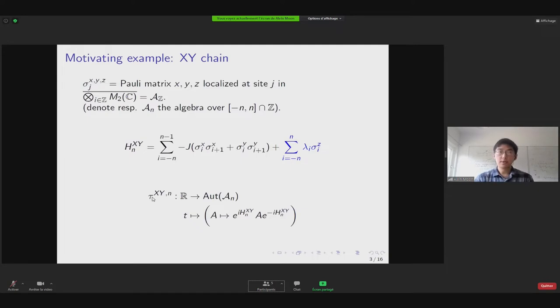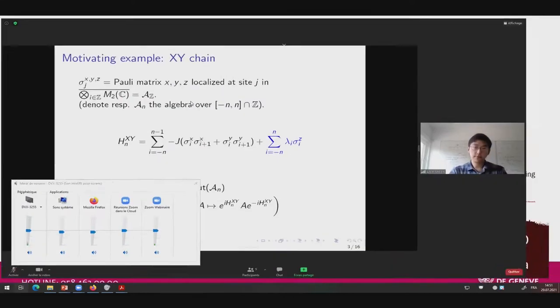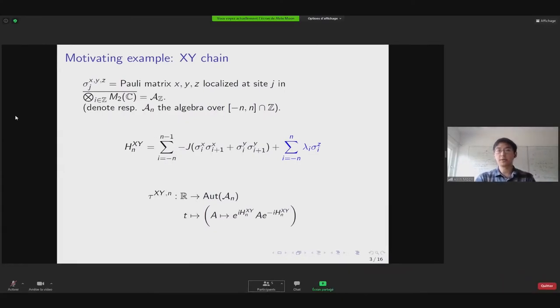So here is the XY Hamiltonian. And what we're interested in is quasi-local properties, the Heisenberg dynamics that are generated over some finite interval, say from minus m to n. And for us, the finite volume discussion is fine, but all of our estimates will be uniform in volume, so they'll apply to the thermodynamic limit as well. I've highlighted here the term that I call field, where you have the on-site perturbation, the sigma z is coupled to the Hamiltonian by real coupling lambda I.